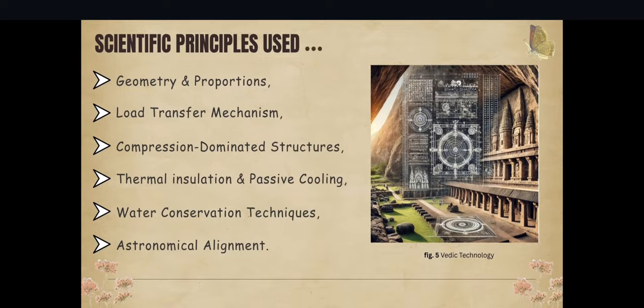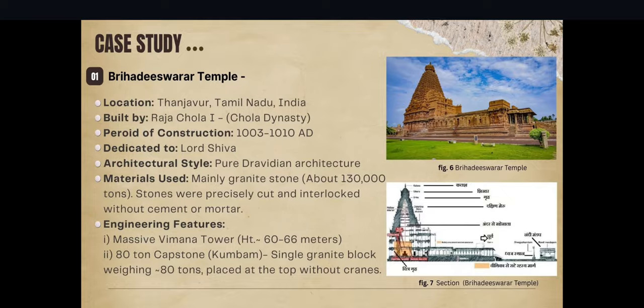Then the slide of scientific principles used: geometry and proportion, load transfer mechanism, compression dominant structure, thermal insulation and passive cooling, water conservation techniques, astronomical alignment. Another slide is of case studies. In this we take case studies. First is the Brihadeshwar Temple located at Tanjore, Tamil Nadu, India, built by Raja Raja Chola of the Chola dynasty. Period of construction 1003 to 1010 AD. Dedicated to Lord Shiva. Architecture style is pure Dravidian architecture.